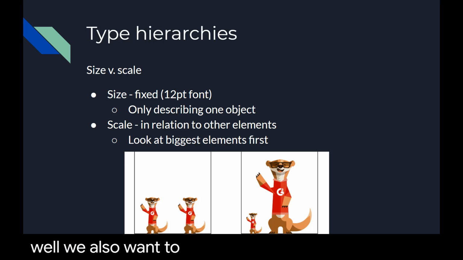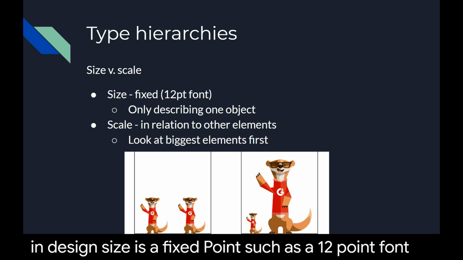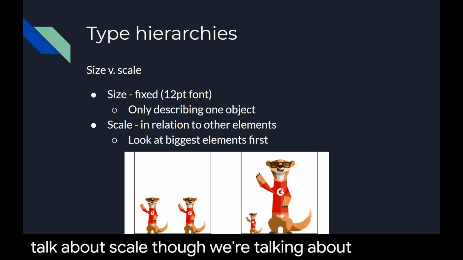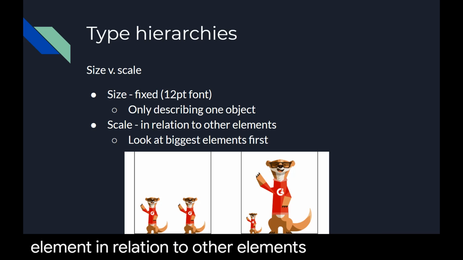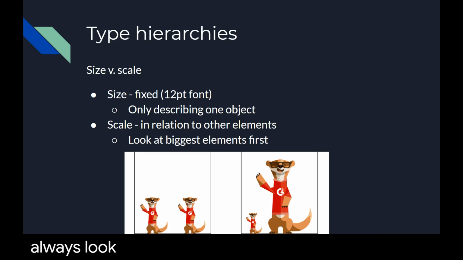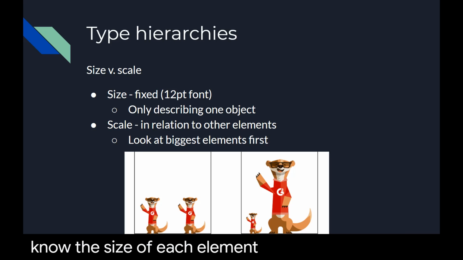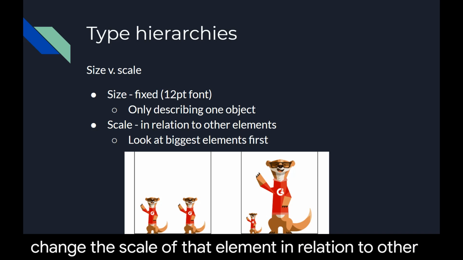We also want to think about size versus scale. So in design, size is a fixed point, such as a 12-point font. Only one object we can talk about in size. When we talk about scale, though, we're talking about one element in relation to other elements. So you will always look at the biggest element first within a design or a layout. And so that's why it's important to know the size of each element, because it's going to change the scale of that element in relation to other objects around it.